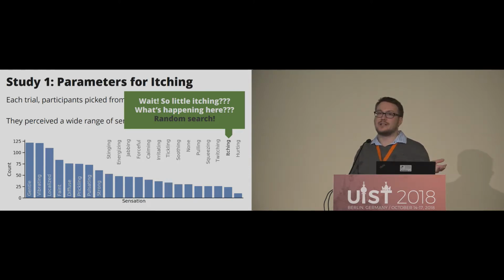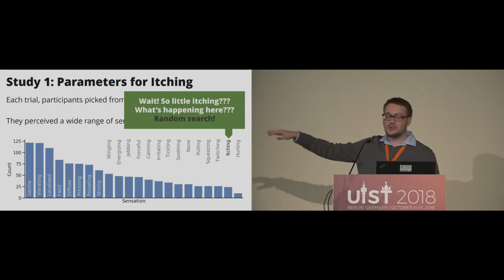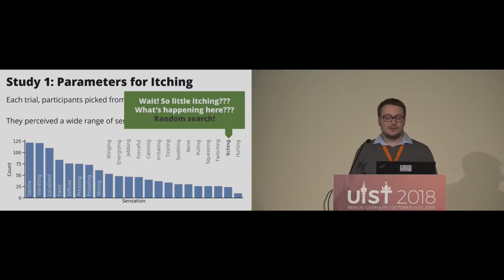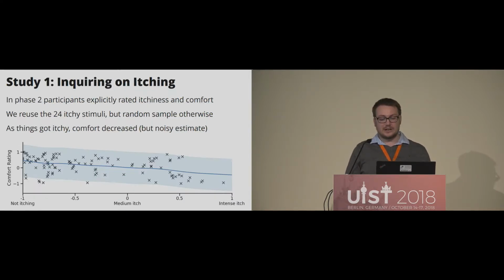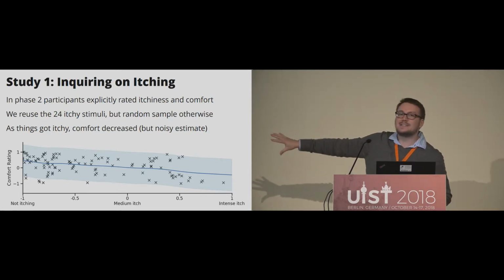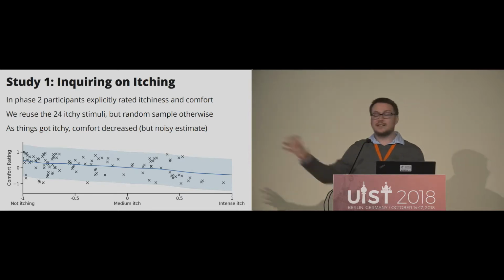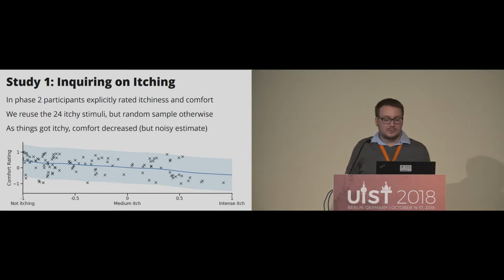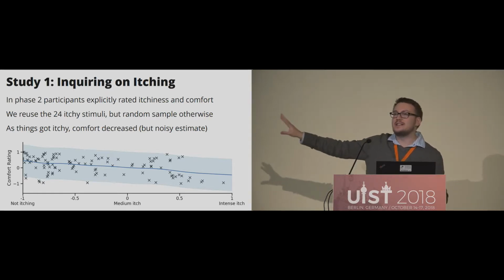In a second phase of that first study, we did constrain ourselves a little bit more. We reused those 24 instances, and we did a few more random samplings, and then we actually told them, please rate itching. Then we get an itching rating from people, and we see there's actually a whole bunch of stimuli that are at least medium itching. And here we do a little Gaussian process regression to find out, is there some relationship between itching and comfort? It's noisy, but overall it looks like more itching makes you less comfortable, which might not be very surprising.